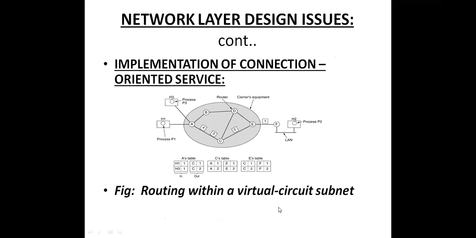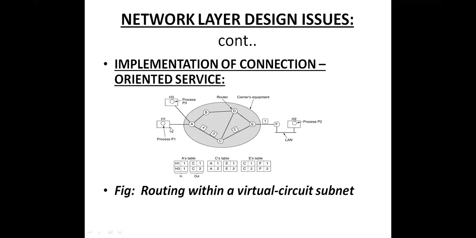Then what about connection oriented service? As I told you earlier, before transferring the packets, the two nodes need to establish a connection before the data transfer. H1 is willing to transfer the data to H2. The virtual circuit number is 1. So the first connection has VC number 1, and all the packets follow the same route.